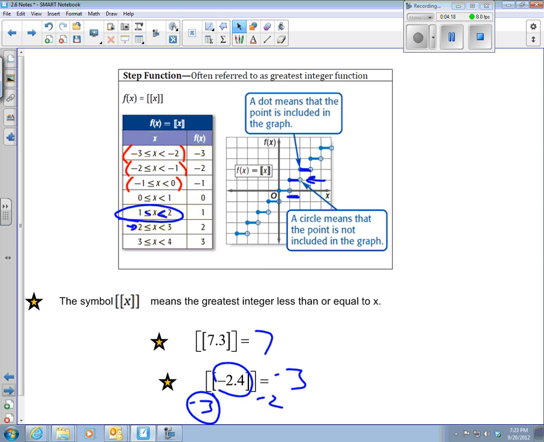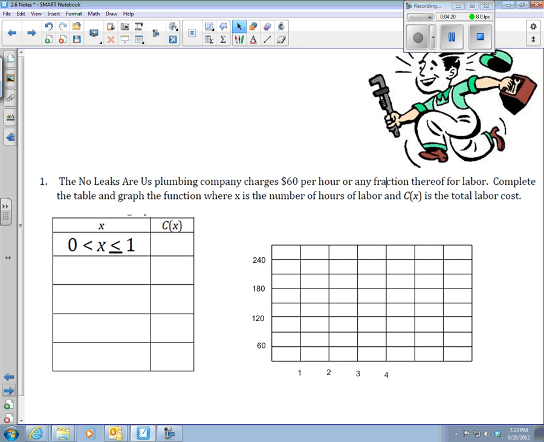Step functions. Here's a real world step function. No Leaks R Us Plumbing Company charges $60 per hour or any fraction thereof for labor. So for like a half hour, it's still going to cost $60. If it's 1.5 hours, you've got to go up to 2 hours. It's going to be $120. So filling in this table here, anything between 0 and 1 is $60. What about between?